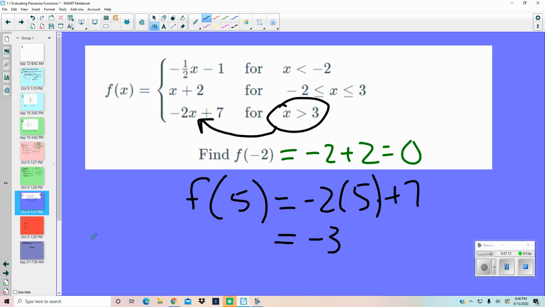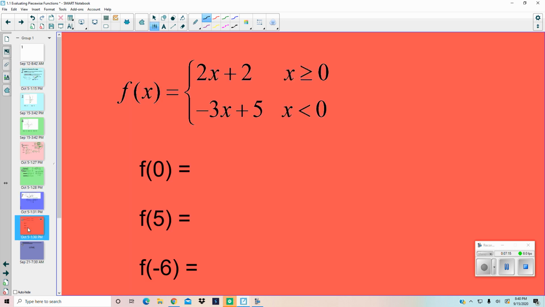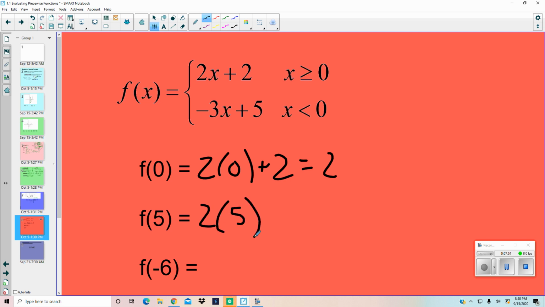Okay, so you got to figure out what branch it goes in. Let's do just one more. F of 0, you need to be thinking in the top or the bottom. It's in the top. So 2 times 0 plus 2 equals 2. F of 5, top or bottom? Again, it's the top because 5 is greater than or equal to 0. So I get 12.